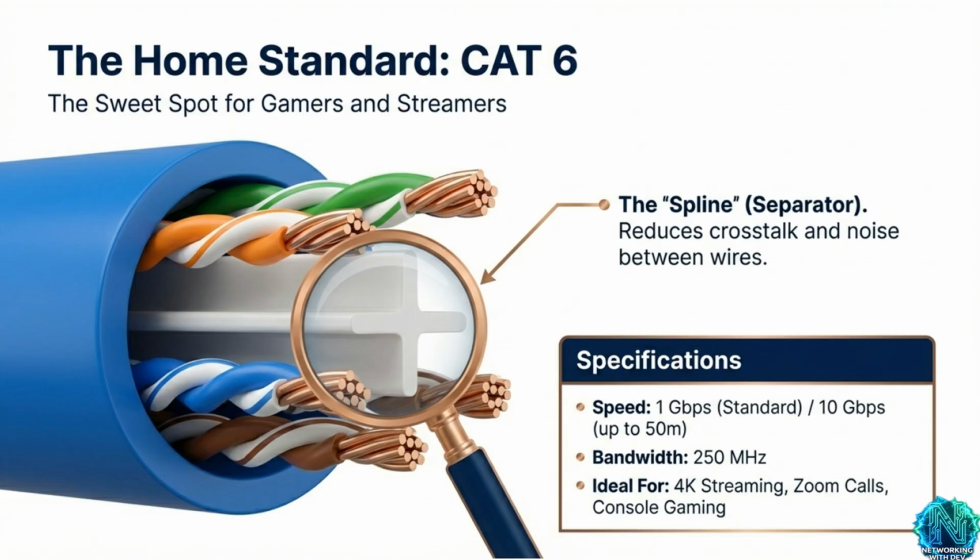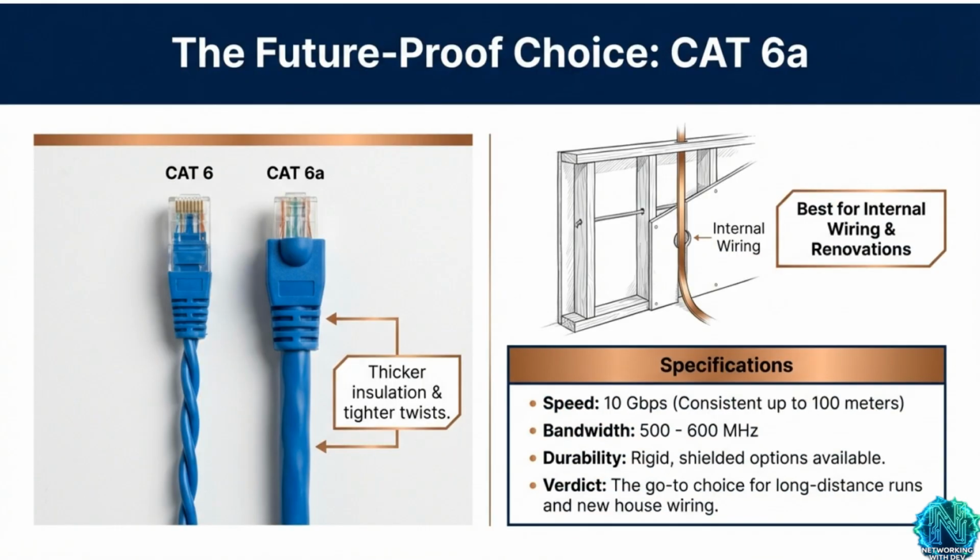While 1 gigabit per second is the standard, Cat 6 can actually push up to 10 gigabits per second over shorter distances of up to 50 meters. With a bandwidth of 250 megahertz, it handles data much more efficiently than the older 5e standard. This makes Cat 6 the ideal choice for high-demand tasks like 4K streaming, stable Zoom calls, and lag-free console gaming. If you're a gamer or a professional working from home, this is the reliable backbone you want for your local network.